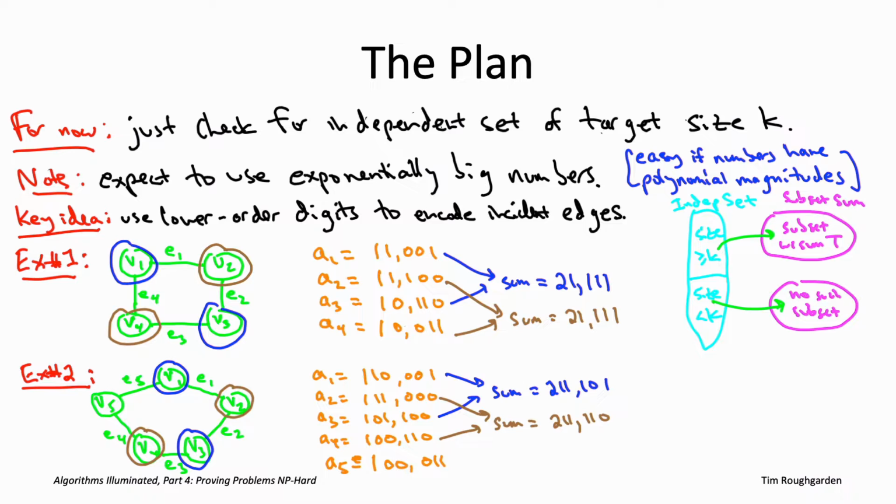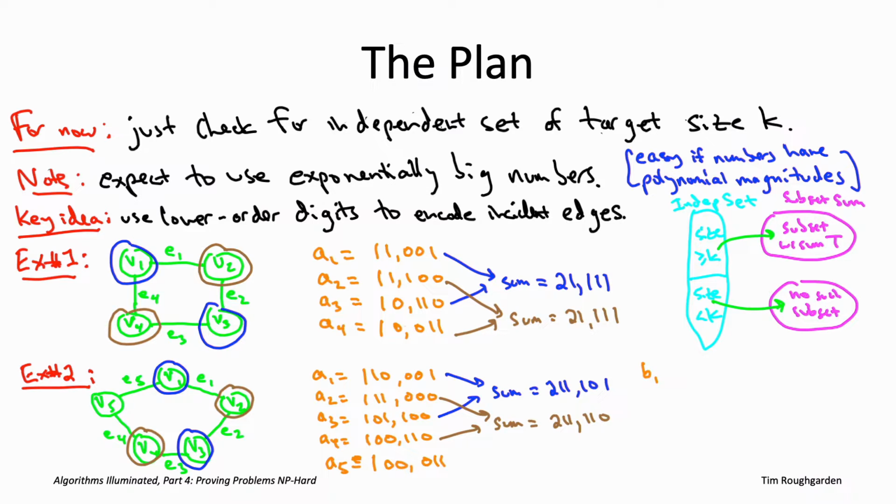The final idea in the reduction is to introduce one additional number per edge. We already had one number per vertex. Now we're going to also add one number per edge. And the sole purpose of these new numbers is just to correct any digits that would otherwise be 0 in the sum. So for the 5 cycle, in addition to A1 through A5 that we already had, we're going to have a B1 through B5 corresponding to the 5 edges in the graph.